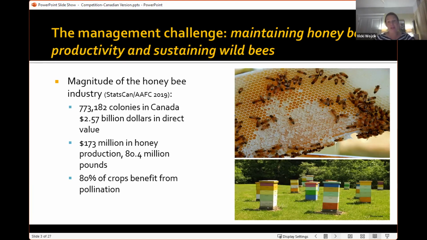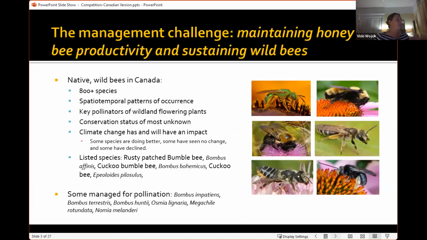With numbers this big, you can see that a lot of resources are required. And we want this industry to continue to be maintained because it pollinates our crops, but also provides us with a really good food commodity product.